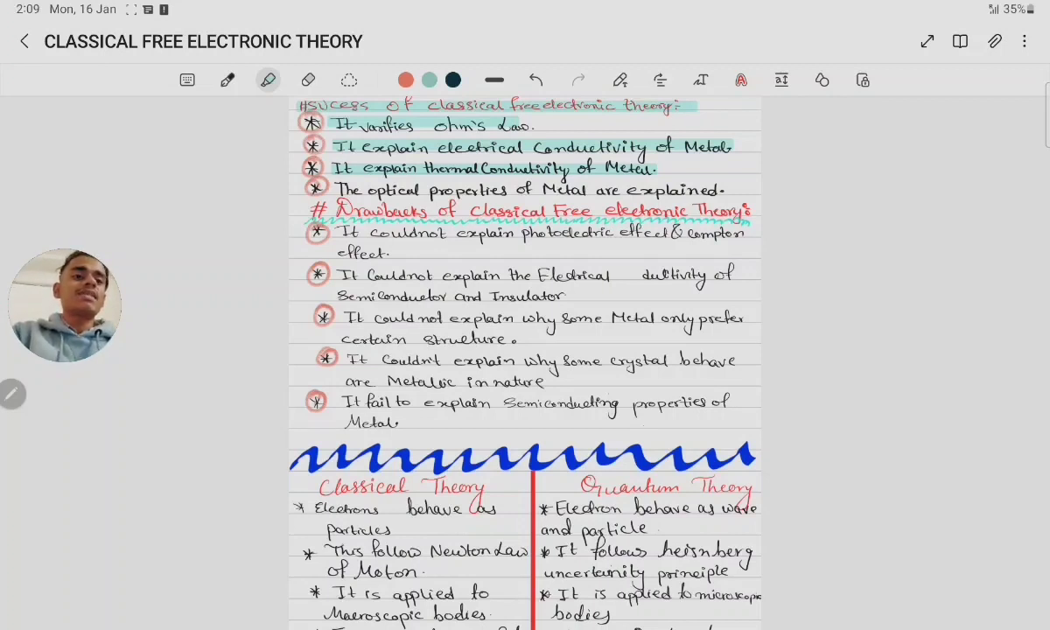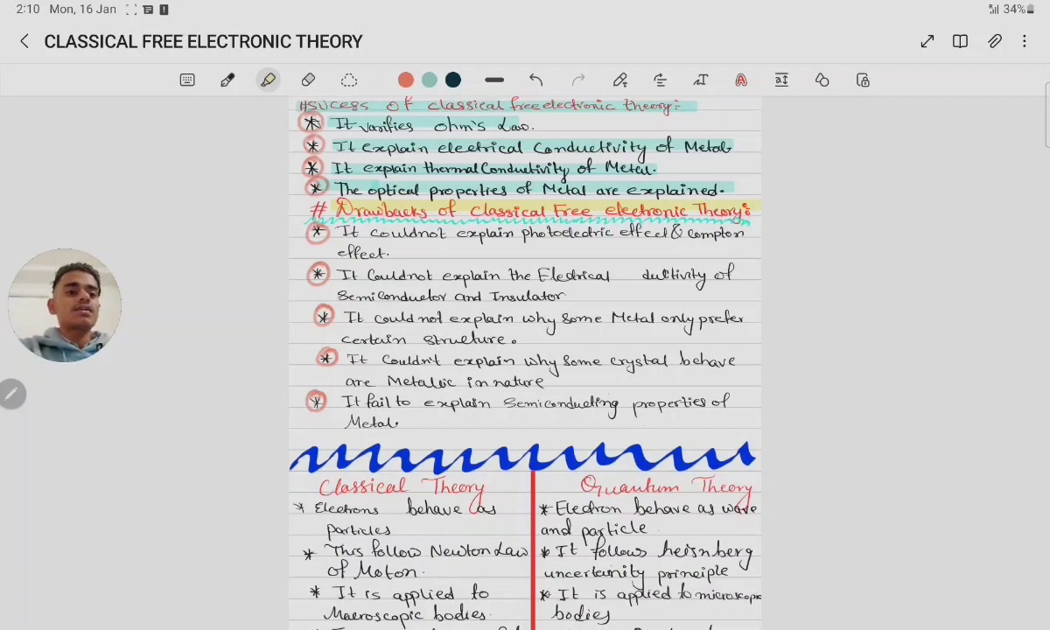It also explained the optical property of metal, like how metal reflects light and other things. Optical properties of metals are explained here. Okay, after this success, like verifying Ohm's law, electrical conductivity, thermal conductivity, and the optical property of metal, we are going to ask the drawbacks of classical free electron theory. Okay, I have changed the highlighter. Now we are going to study about the drawbacks of classical free electron theory.